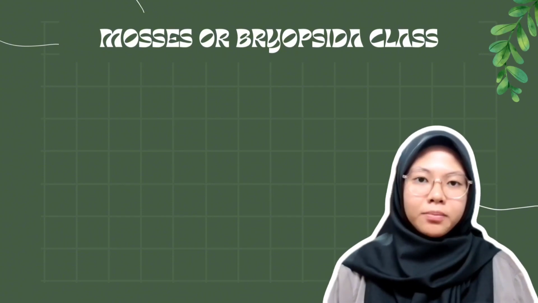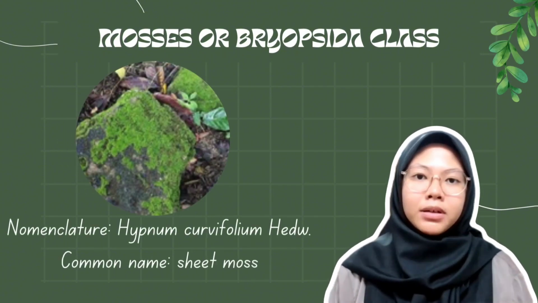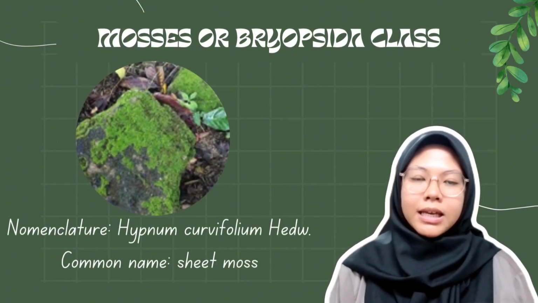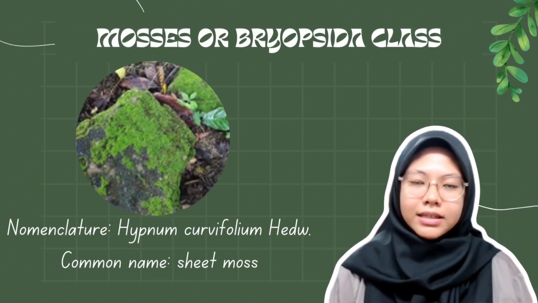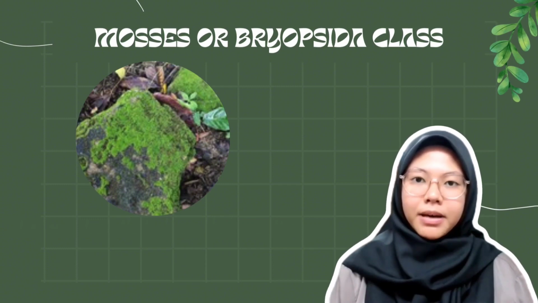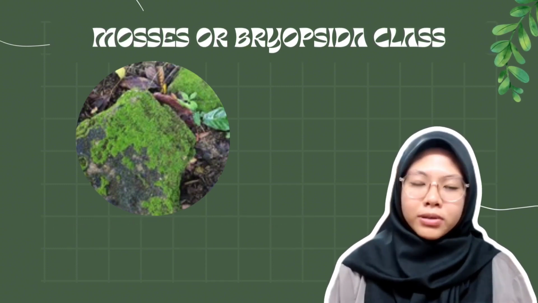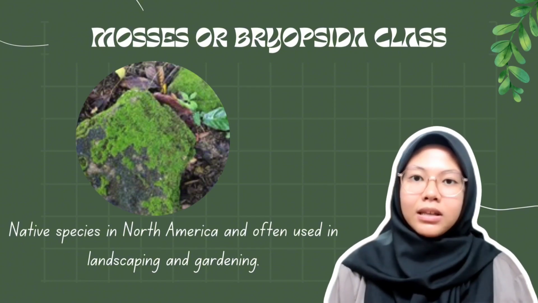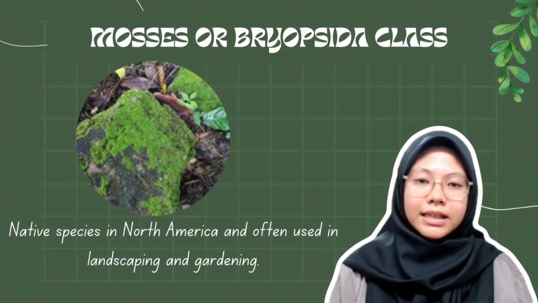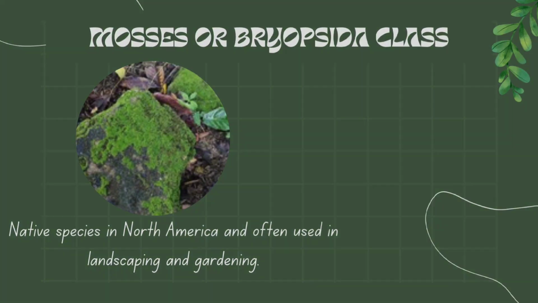One species of moss that was found is Hypnum curvifolium from family Hypnaceae, commonly known as cheat moss. This species of moss can be identified by its concave leaf that is shaped like a seed. This moss is a native species in North America and is often used in landscaping and gardening.